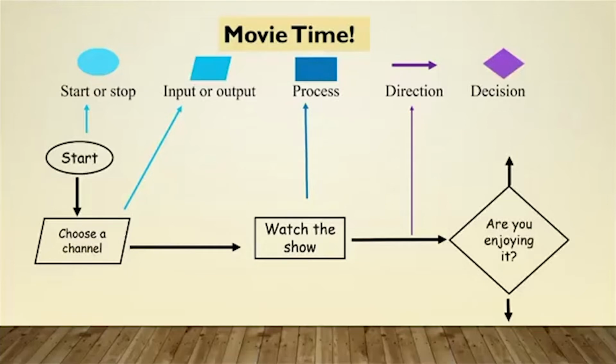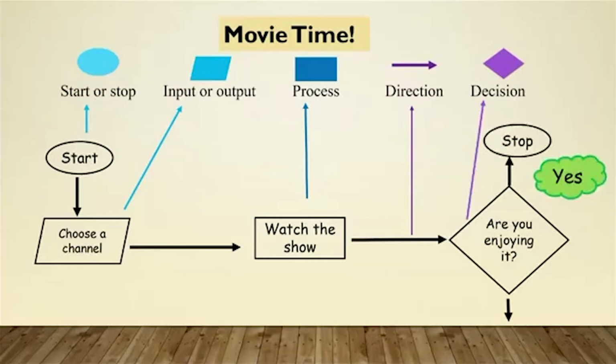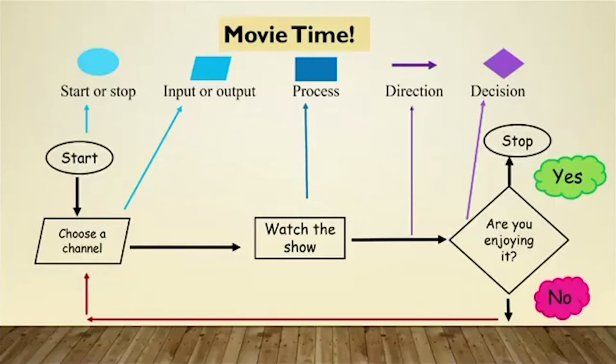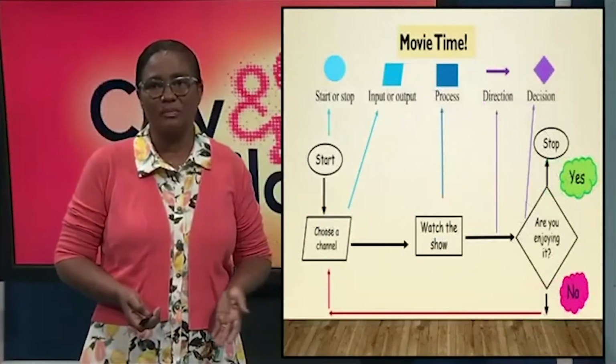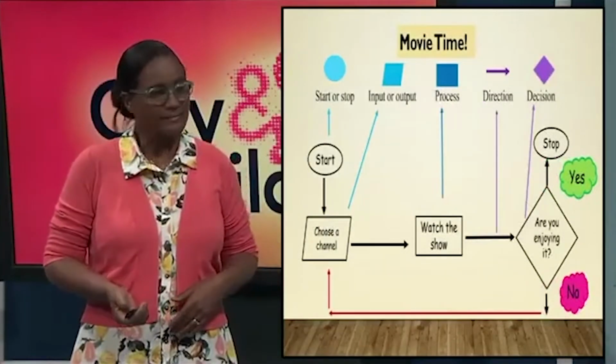Are you enjoying it? That would be our decision. Yes, stop. In other words, stop the process of trying to find a movie. If you decide that you're not enjoying it, then you would say no, and you would loop and choose another channel. Okay? So the decisions for yes or no will determine whether you stop or you loop back.